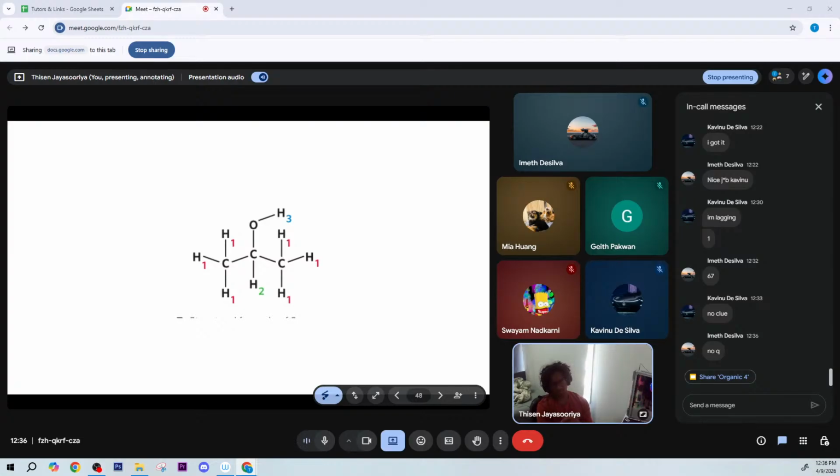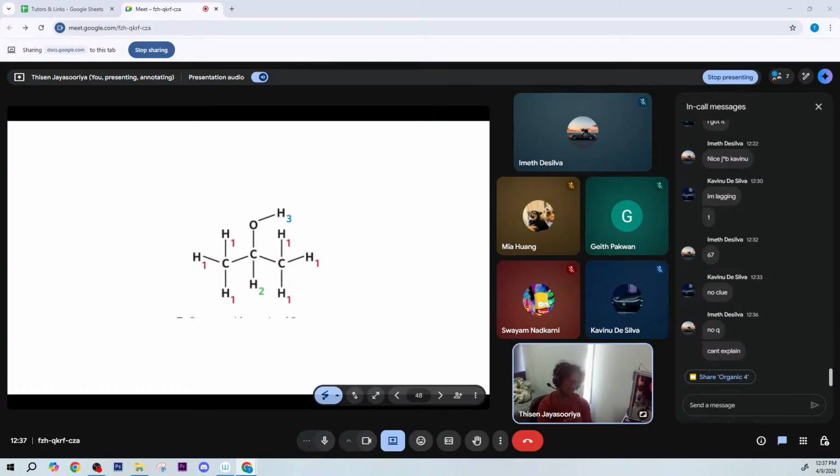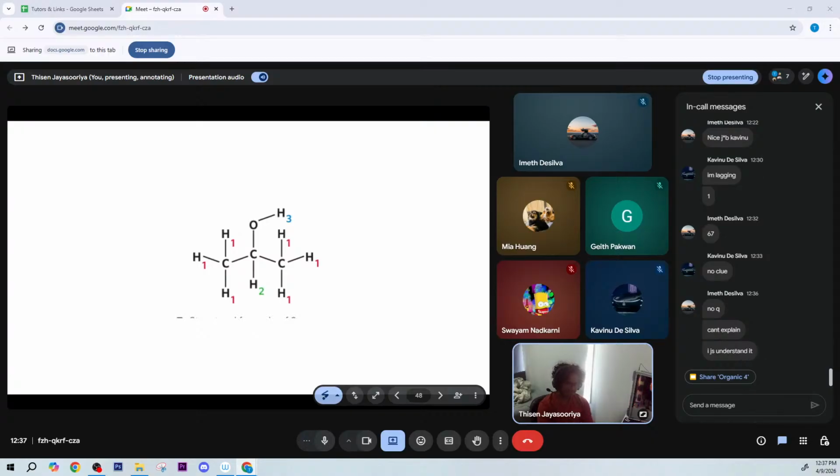So, Emeth, can you explain why there's 3 environments here? Hello? Can't explain. What about you, Kavinu? Can you explain why there's 3 environments here? I just understand it.